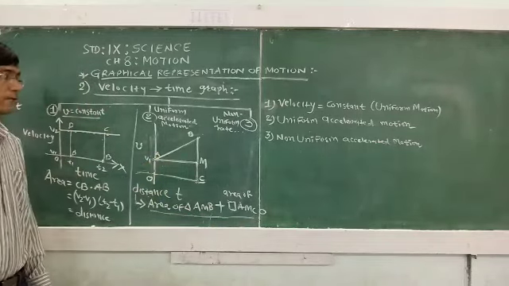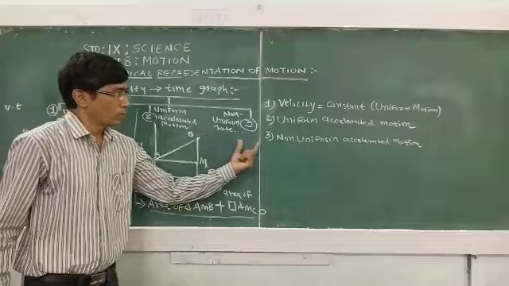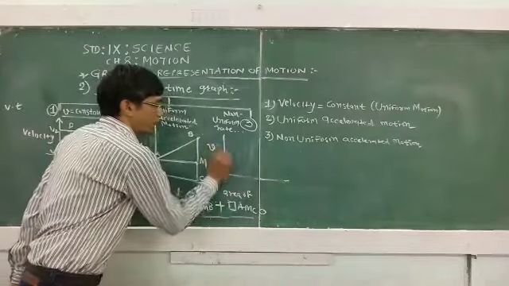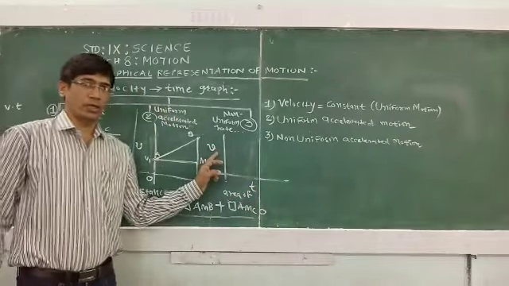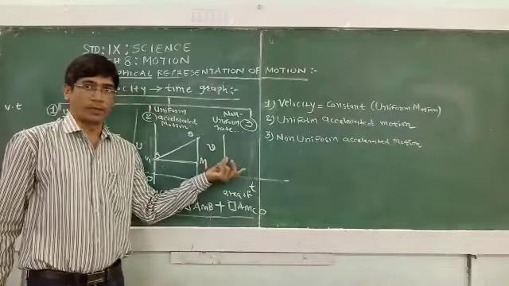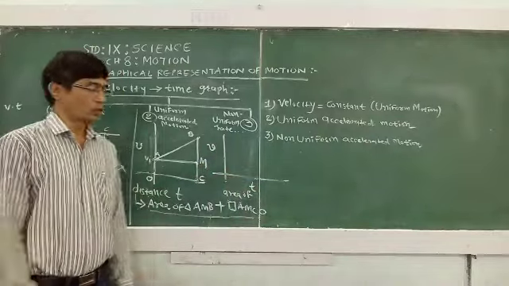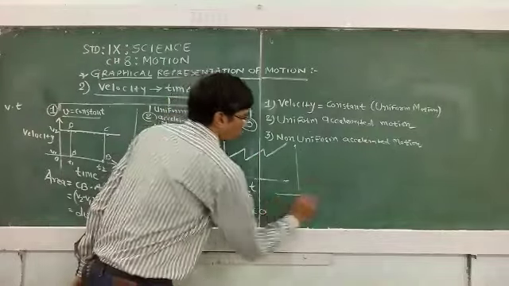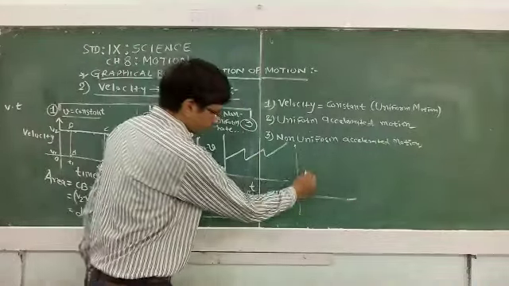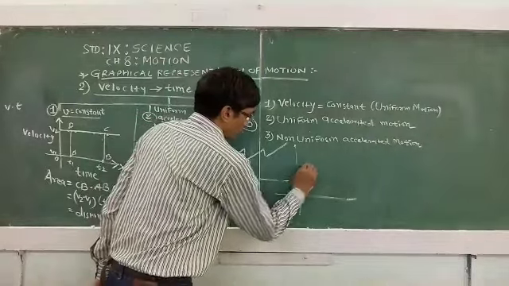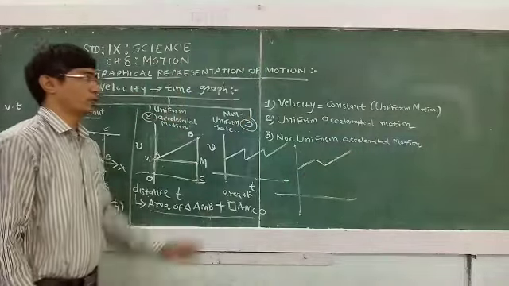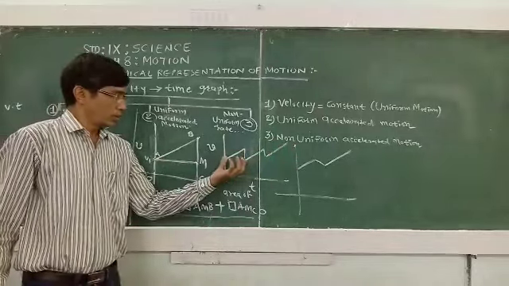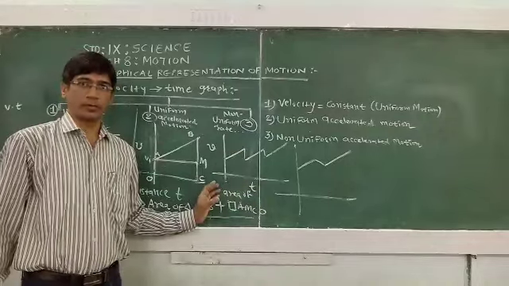In the non-uniform accelerated motion, we can draw the velocity versus time graph, but here the velocity is changing unequally with respect to time interval. So you can draw any type of graph, like this graph, or another graph we can take like this. So here in the non-uniform accelerated motion, the velocity changes unequally with respect to time interval.